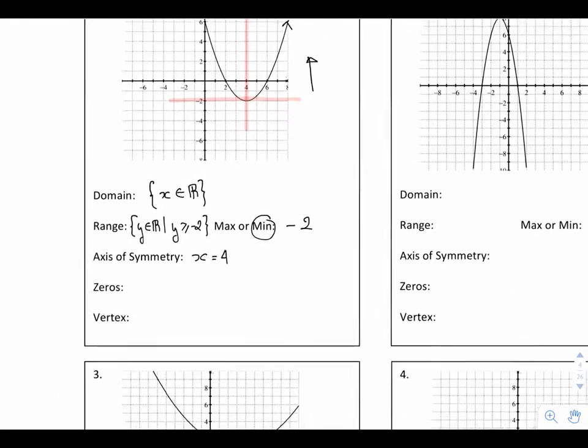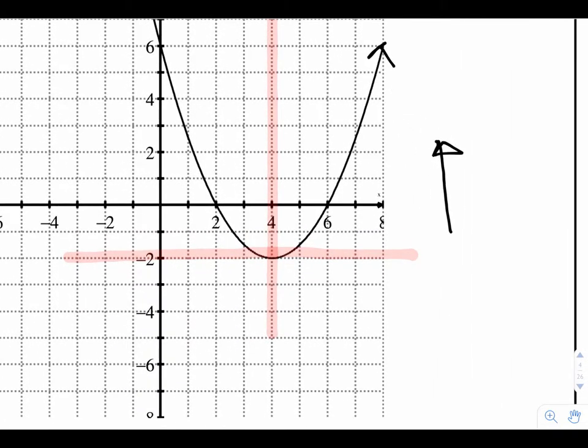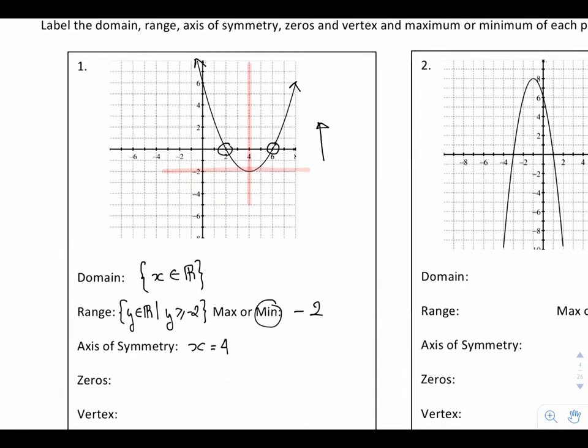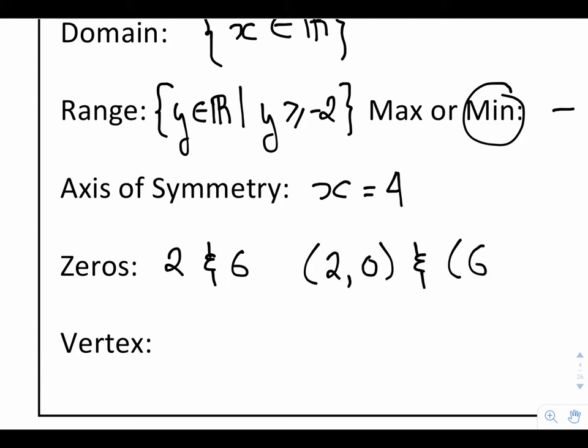My zeros, well, that's where the parabola intersects the x-axis. So if I zoom in again and I look here, it happens at 6 and it happens at 2. So my zeros are at 2 and 6. Alternatively, you can also write it as (2, 0) and (6, 0). Either one is acceptable.